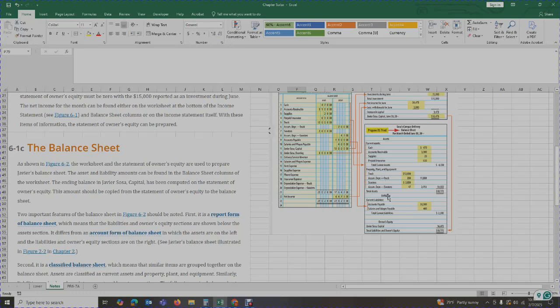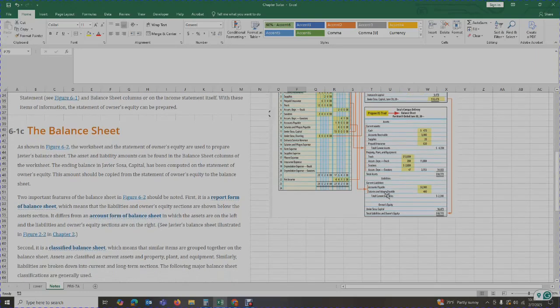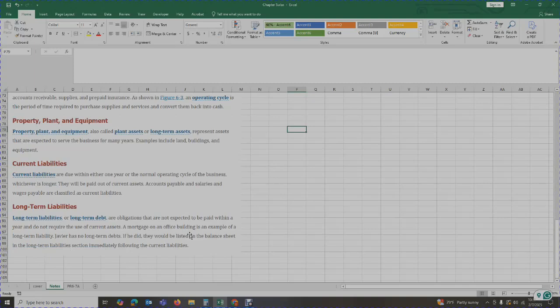On the liability section, we also have two classifications: current liabilities and long-term liabilities. In this example, we only have current liabilities, but let's see what we have here. Current liabilities are anything that is due within 1 year. If you owe it and it has to be paid within a year, that is a current liability. This includes accounts payable and salaries or wages payable. They're classified as current liabilities because you should expect to pay these out in a short period of time.